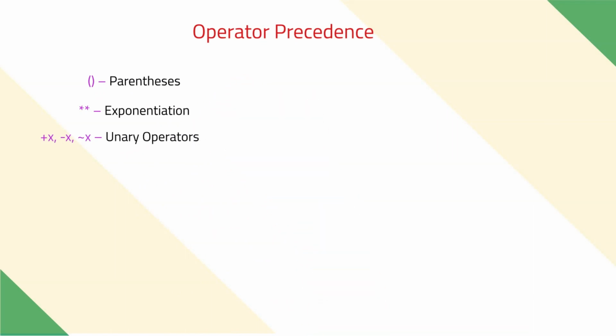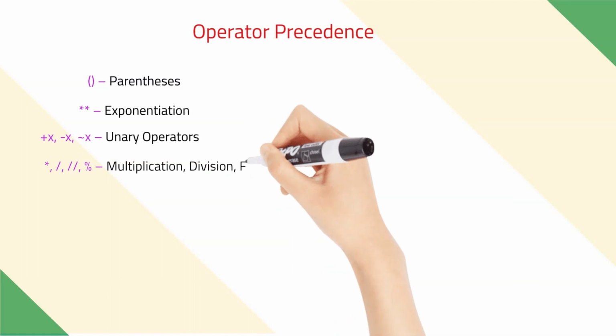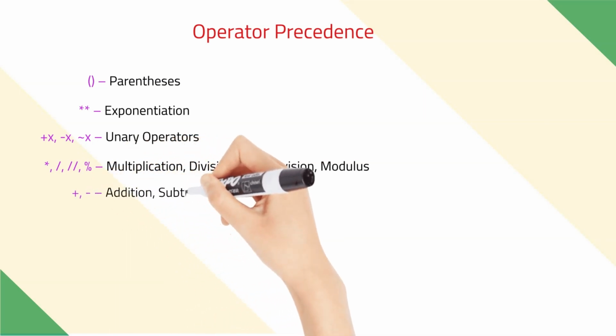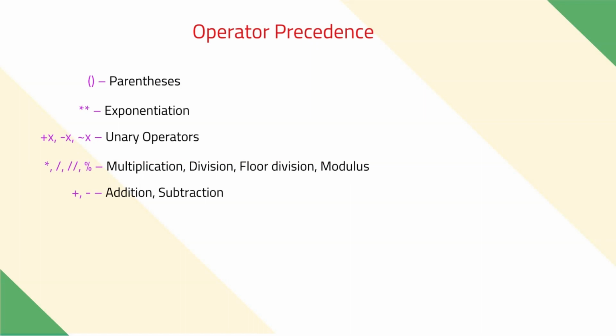The fourth operator precedence is the multiplication, division, floor, and modulus. All of them have the same precedence. The fifth operator precedence is the addition and subtraction. All of them have the same precedence.